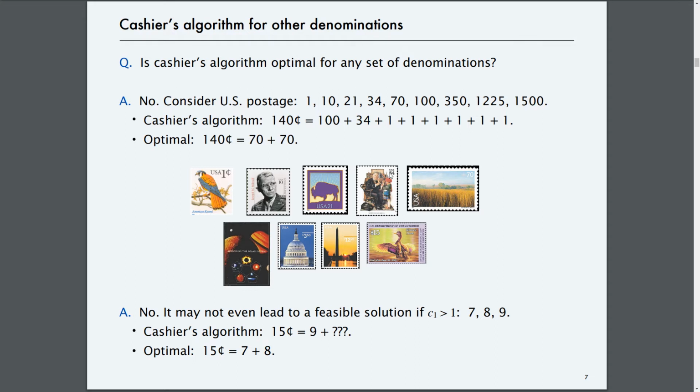Another case that can happen is we might not even get an answer. So if we have coins 7, 8, 9, and we want to find a solution for 15 cents, then with the cashier's algorithm, we would select 9 first, and then have 6 remaining. But we don't have a coin that is less than or equal to 6, so we can't do anything. And in this case, the optimal solution is to take 7 and 8.